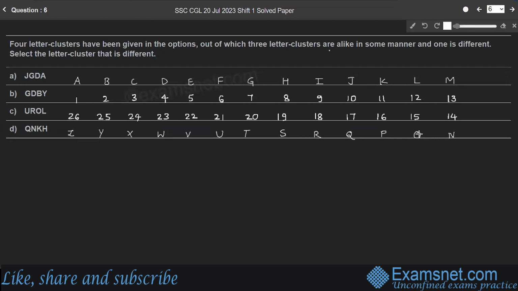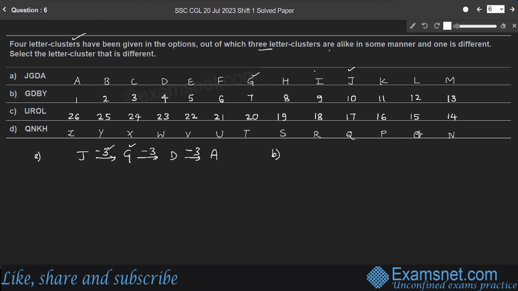Question 6. 4 letter clusters have been given in the options, out of which 3 letter clusters are alike in some manner and 1 is different. Select the letter cluster that is different. Let us consider the first cluster, JGDA. J is 10, G is 7, so J minus 3 is G. D is 4, so G minus 3 is D, and D minus 3 is A. So to get the next letter, we subtract 3 from the previous letter.